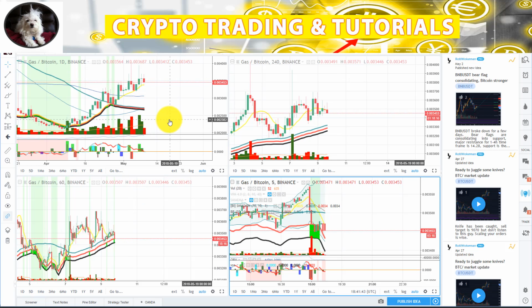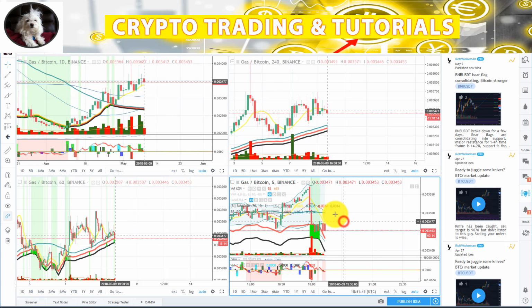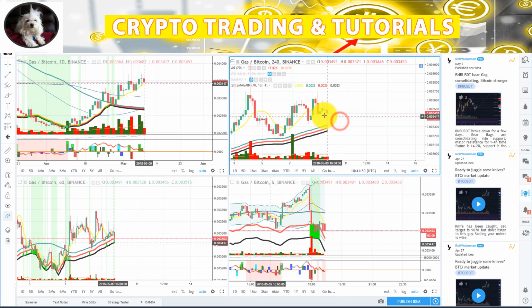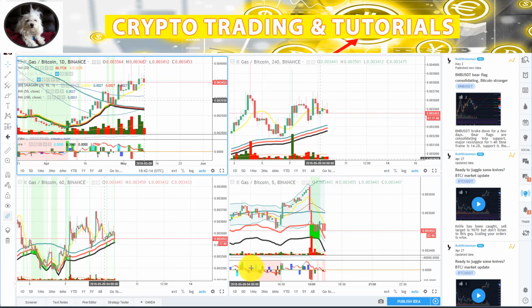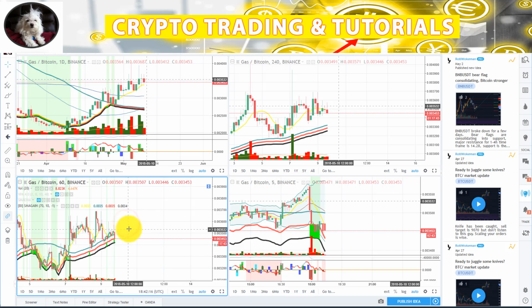So what I like about this though is that I'm trading off the 5 minute, right? But at a glance, I can see, okay, well here's where we're at in the 4 hour. Here's where we're at in the 1 hour. Here's where we're at in the daily, right? And I can see at a glance how individual traders that will trade off this time frame would see the price action, would see whether or not there's strength in this asset, would see whether or not it's a good entry, right?